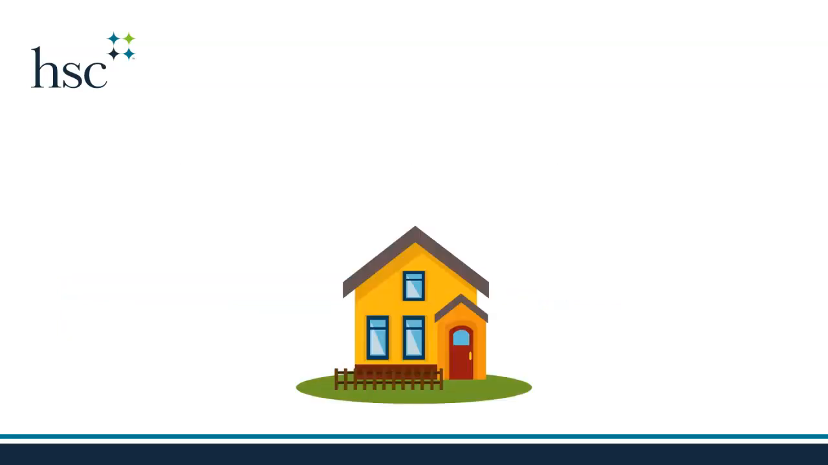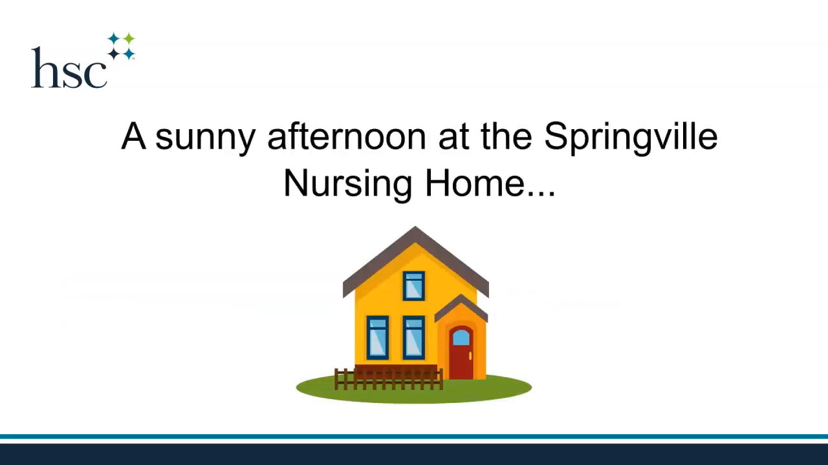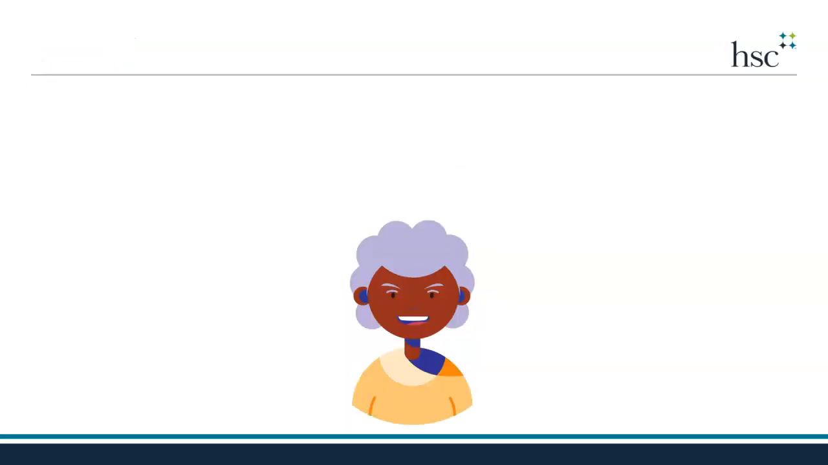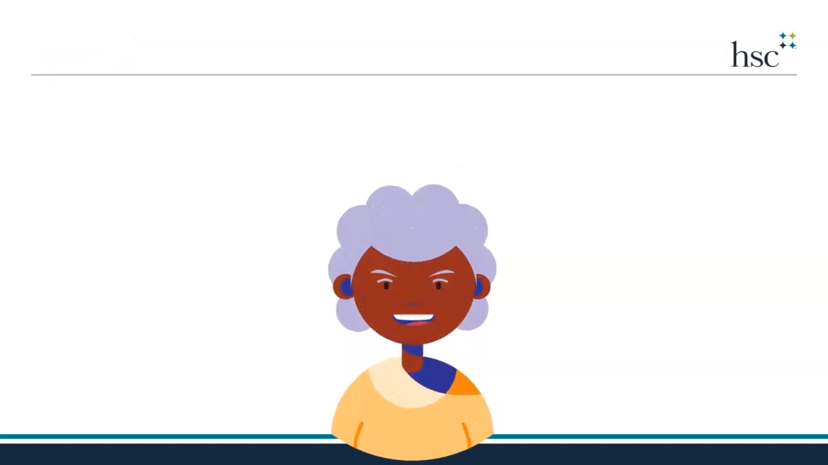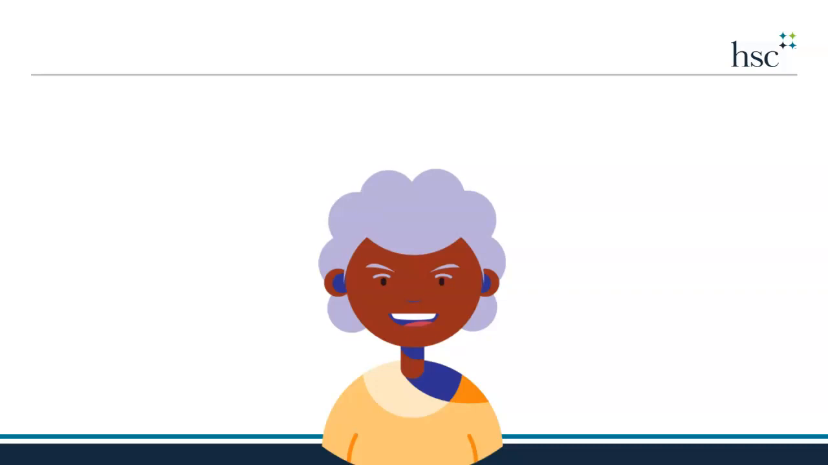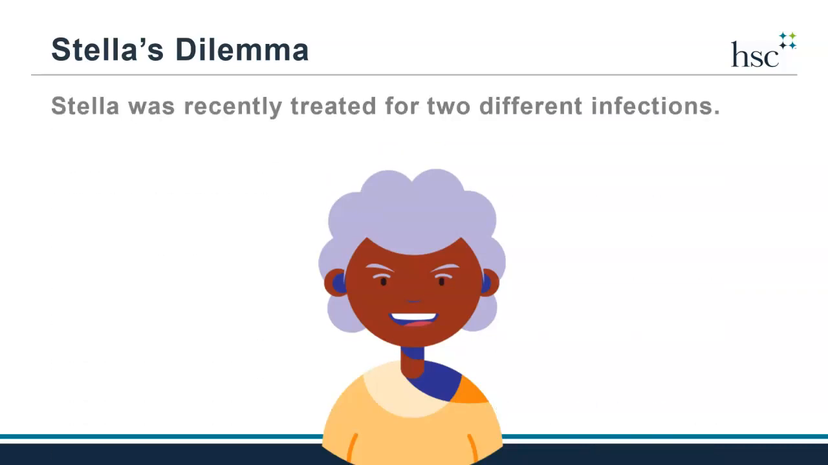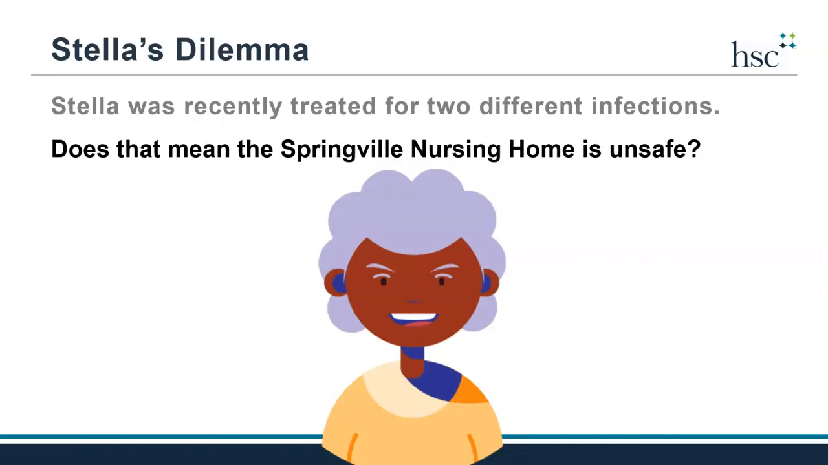We start off again on a sunny afternoon at the Springville Nursing Home. Stella Johnson, a resident at the Springville Nursing Home, is in a bit of a dilemma. With the help of her daughter Monique, she found out more information on two infections she was recently treated for. While Stella really likes the Springville Nursing Home and the people who work there, she wonders if it's safe. After all, she did get two infections while living there.